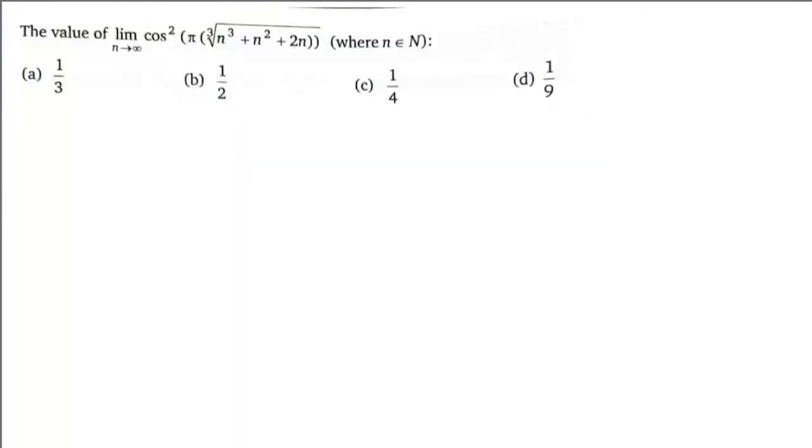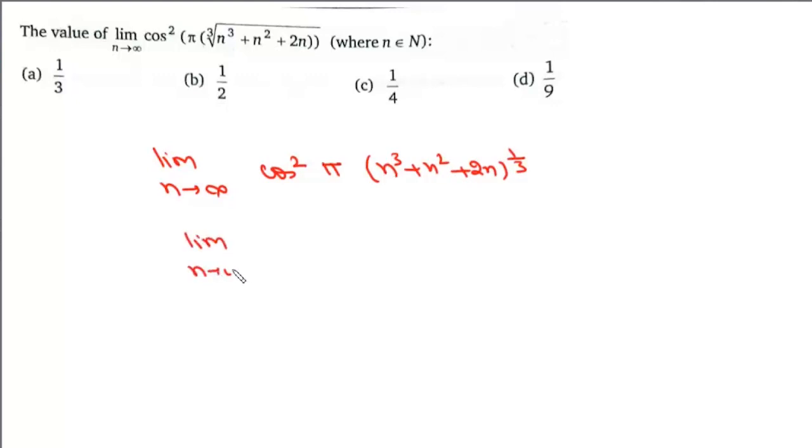Now here the question is, we need to find the value of this limit, n tends to infinity, cos²(π(n³ + n² + 2n)^(1/3)). Now we'll take n³ common, so it will be this limit, n tends to infinity, cos²(nπ(1 + 1/n + 2/n²)^(1/3)).